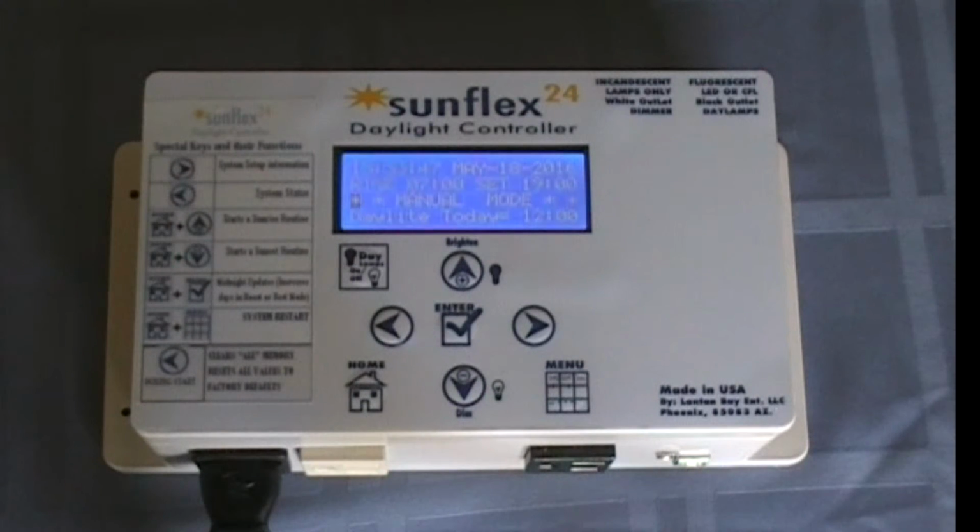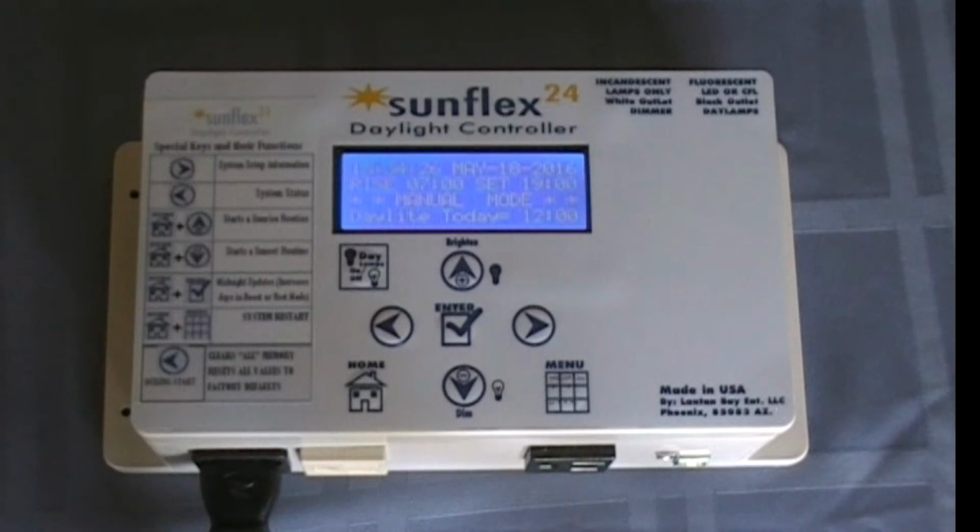And that's the SunFlex24Plus. An additional feature of all the systems is power failure detection, whereby if the power is lost at any time during the day or night, upon power up, the system determines what is the appropriate mode for the lights to be in. Example: the lights went out at 10 o'clock in the morning. The lights came back on at 10:30 in the morning. The system knows that the day lamp should be on because it's daylight time.